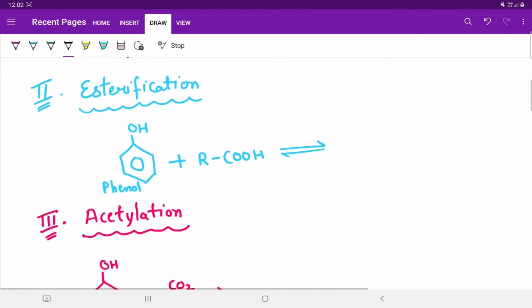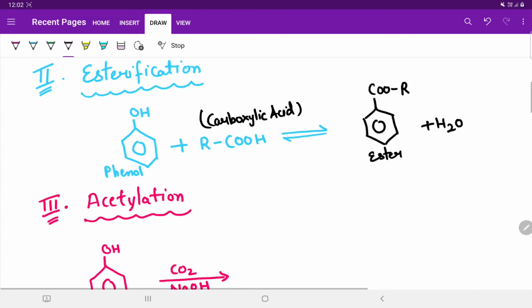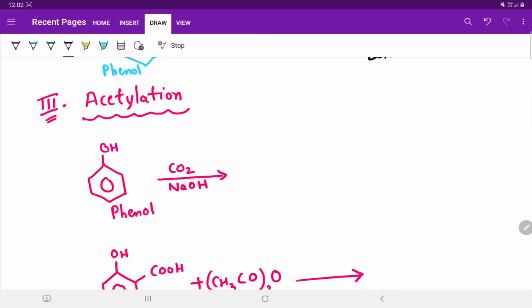Now the second property is the esterification reaction. Whenever the phenol reacts with any carboxylic acid, a corresponding ester is formed and the reaction is as such we have seen. COOR group. So here you can see an ester is formed with a water molecule. The third property is the acetylation.